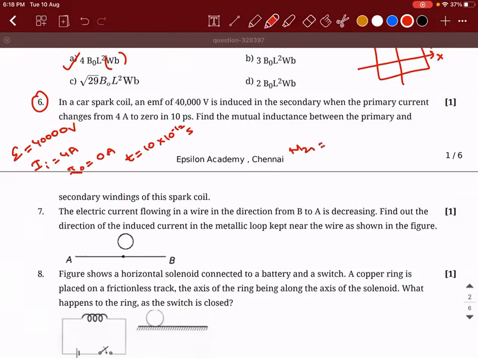So M21 or something like this is equal to E divided by delta I by delta T. Same formula. That is 40,000 divided by delta I is 4 divided by 10 into 10 power minus 12. So this will go 1000 times. So 10 power 3 into 10 power minus 11. How much is the answer? 10 power minus 8. So 10 power minus 8 Henry is the answer.